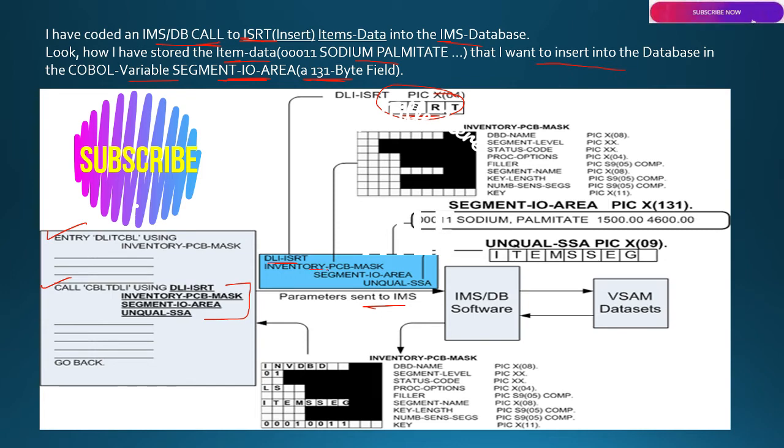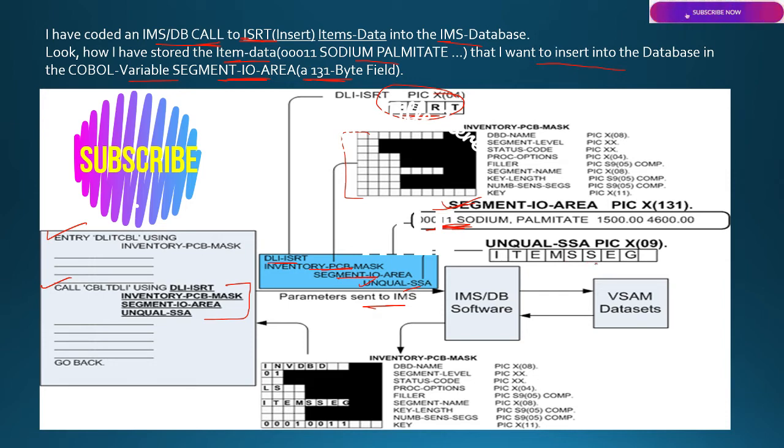Then we have the inventory PCB mask. It will initially be empty when we pass the data to IMS. Then we have the segment input output area, which will contain the data we want to insert into our IMS database. And we have the unqualified SSA, which names the segment in which we are going to insert this entry.